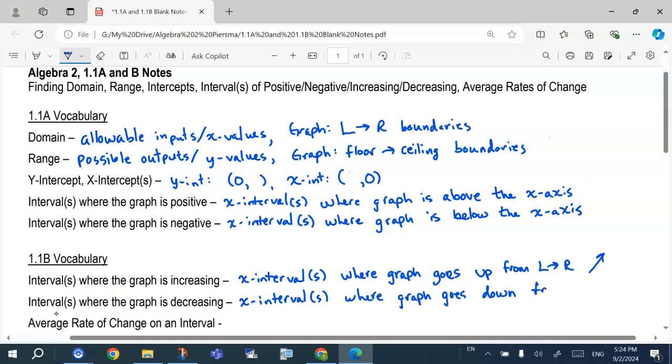Now it's key from left to right, so you have to think about it like a train going from left to right. We only look left to right, and if it's going down as you go left to right, then our function is decreasing.